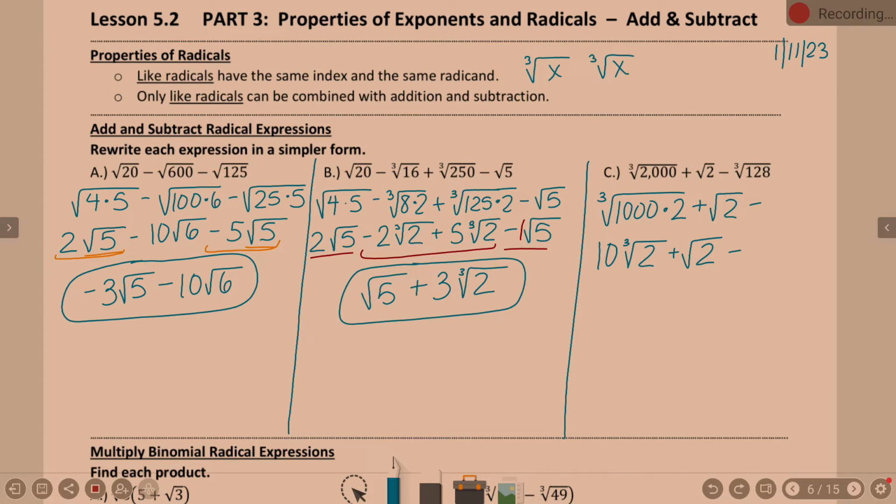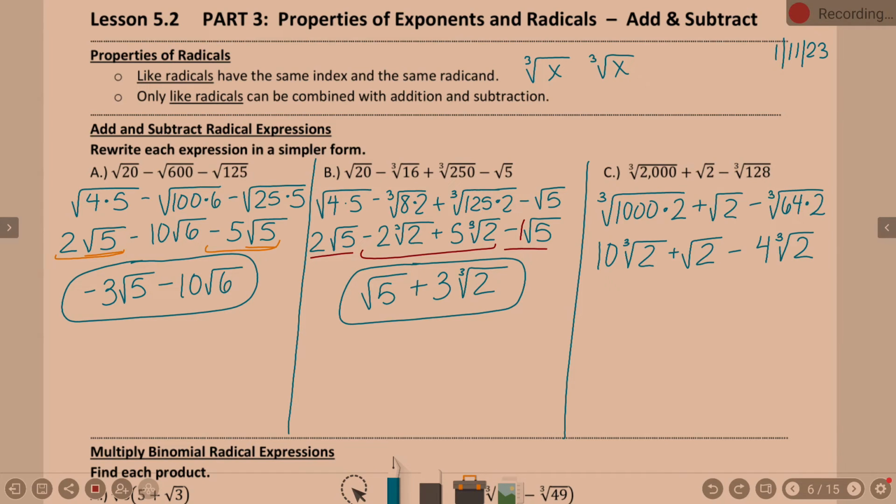Cube root of 128. Is 128 on my cube list? No. So look at numbers below 128. Right here, 128 is divisible by 64. What is 128 divided by 64? 2, so 64 times 2. What is the cube root of 64? 4. There's the 4, times the cube root of 2.